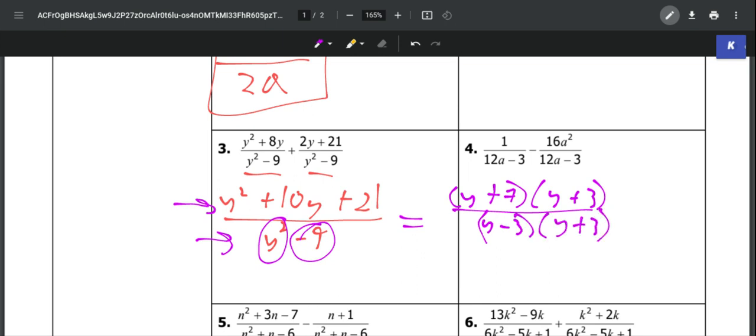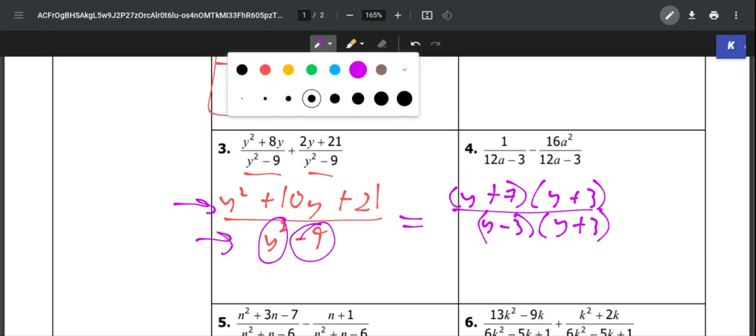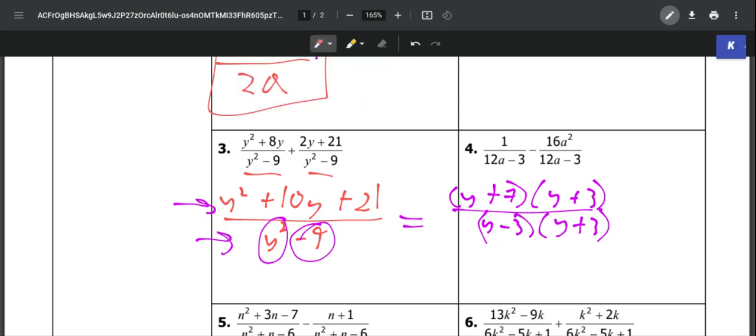So now we can look at what we have on the top and the bottom to cancel out. We've got a y plus 3 on the bottom and top, so those will cancel out. So we'll be left with y plus 7 over y minus 3. And that would be your answer, because we can't factor this anymore. We can't cross anything out, so we're done.